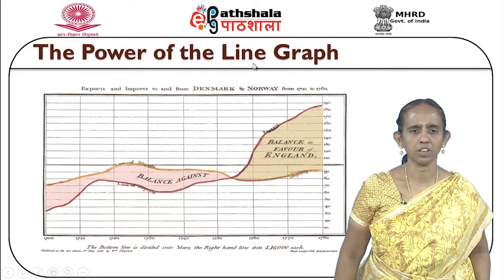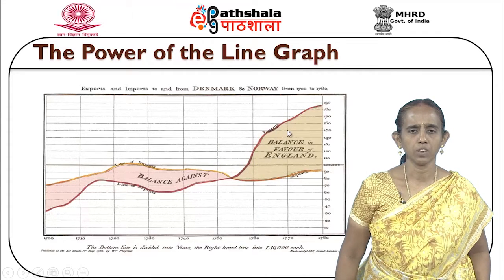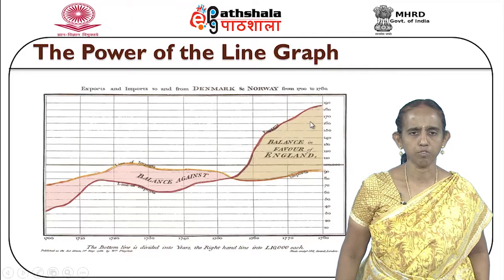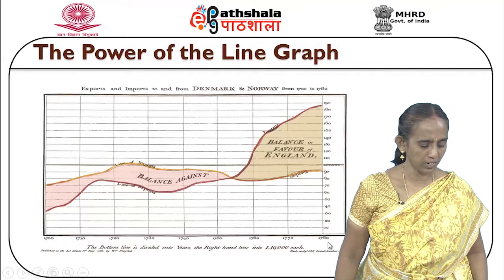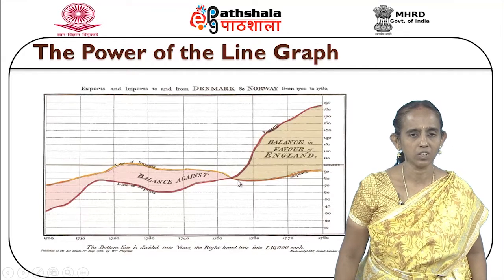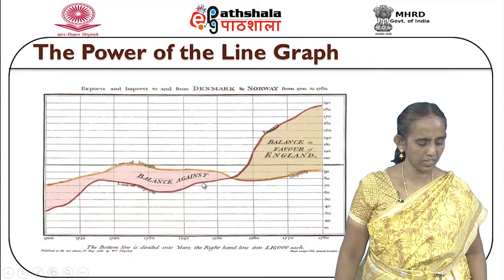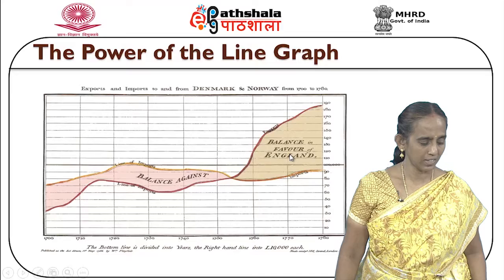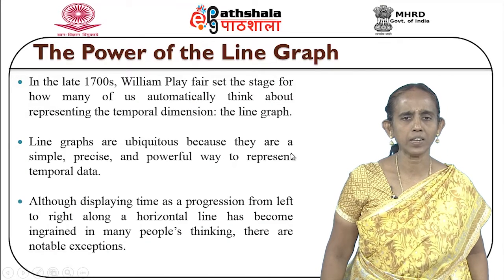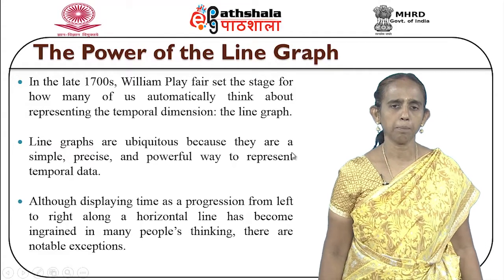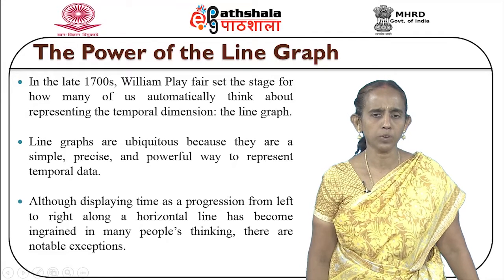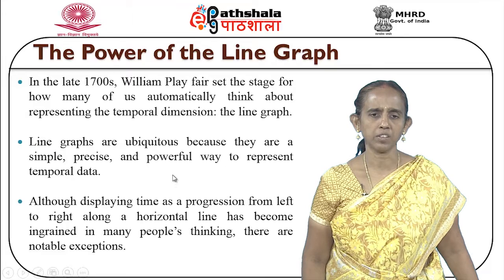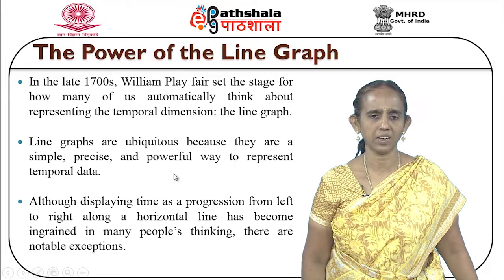So this is an example which shows the power of the line graph, which was done very long ago. Here you can see the x-axis is a timeline which starts from 1700 to 1780. Here we can see how the balance was against and in favor of England. In the late 1700s, William Playfair set the stage for how many of us automatically think about representing the temporal dimension, that is, a line graph. Line graphs are ubiquitous because they are a simple, precise and powerful way to represent temporal data.